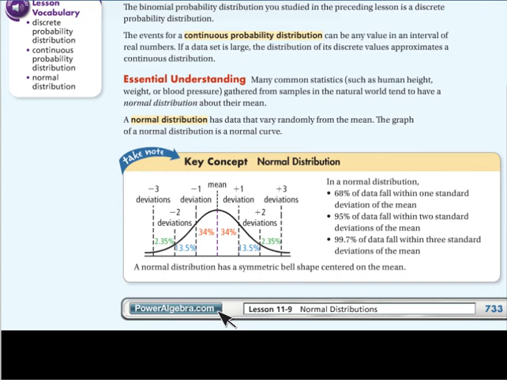In a normal distribution, there's some key numbers. 68% of the data fall within one standard deviation. You also may remember one standard deviation being a z-score of 1 or -1. 95% of the data fall within two standard deviations of the mean. And again, that's either plus 2 or -2 as far as z-scores. And then 99.7% of the data fall within three standard deviations of the mean.